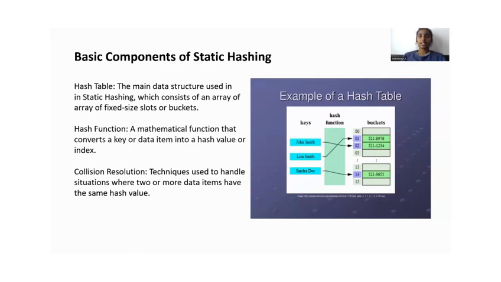Components of static hashing. Hash table, the main data structure used in static hashing, which consists of an array of fixed size slots or buckets. Hash function, a mathematical function that converts a key or data item into a hash value or index. Collision resolution, techniques used to handle situations where two or more data items have the same hash value.